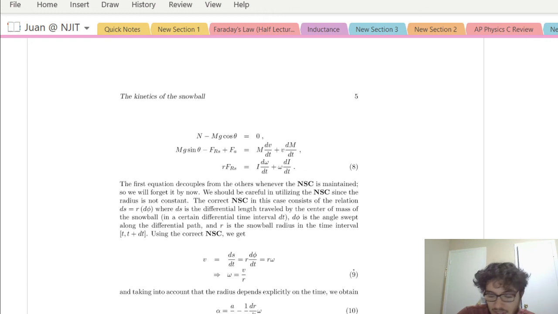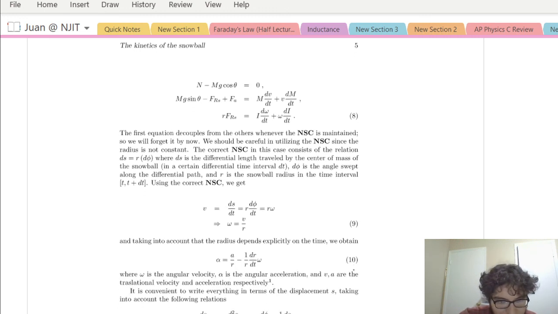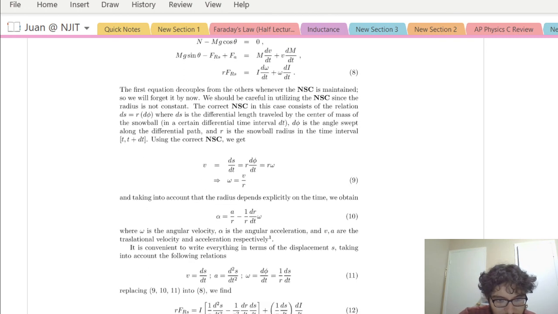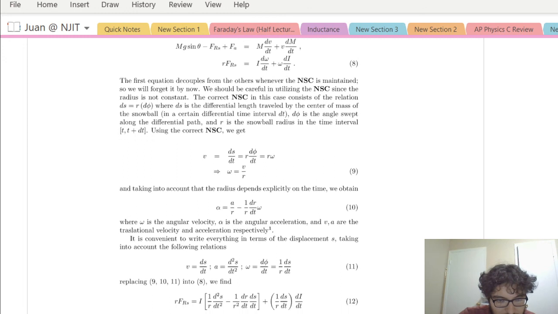So they're differentiating with respect to time because as time goes by, the radius will start increasing. It's going to be changing with respect to time. And then they end up with this second degree differential equation. Okay, so it's R F equals I, and then all of this over here.